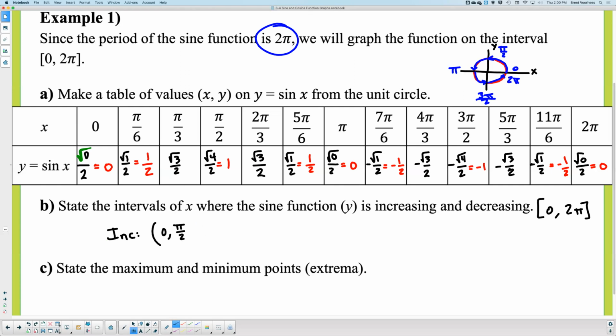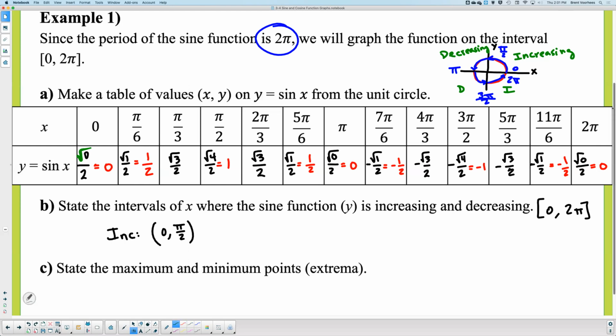Now, do we increase anywhere else? We increase on this portion. We were increasing. Let me just write it in. This portion, we were increasing. What were we doing in quadrant 2? We decreased here. What about quadrant 3? Decrease. What about quadrant 4? Increase. Okay, so let's fill these in.